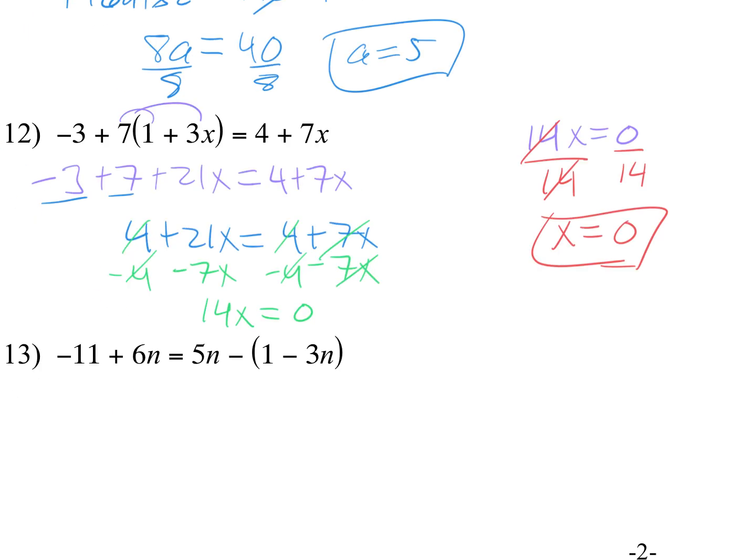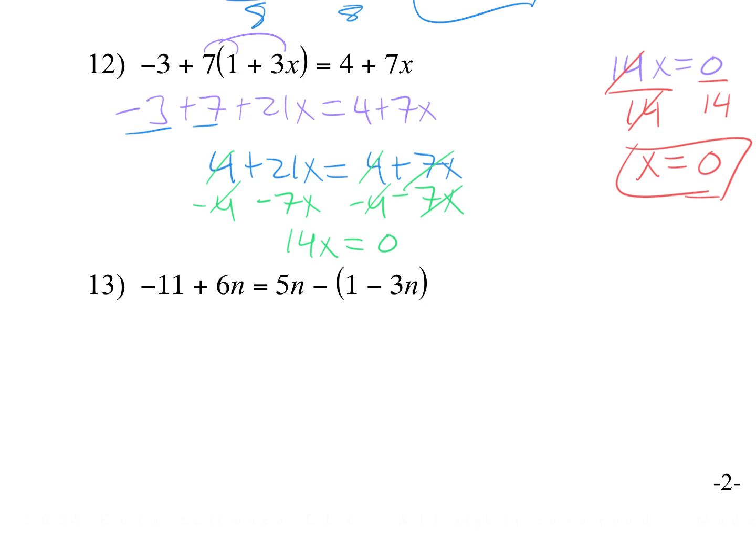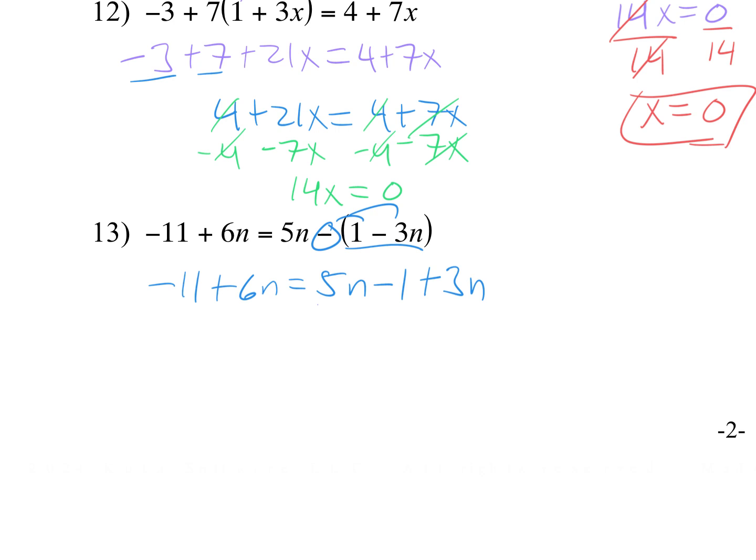All right, good. And now let's try number 13, right? So again, we have parentheses and something in front of it, so let's distribute this negative to each term inside the parentheses. All right, so -11 plus 6n stays the same. All right, equals 5n. Right, so this negative is just going to change the sign of everything on the inside, right? So it becomes -1 plus 3n. All right, now that we got rid of the parentheses, combine like terms. All right, so 5 plus 3n is going to be 8n. Minus 1 equals -11 plus 6n.